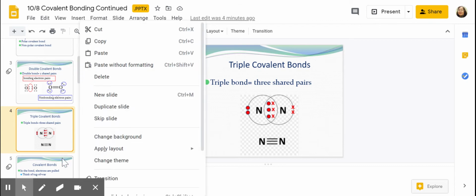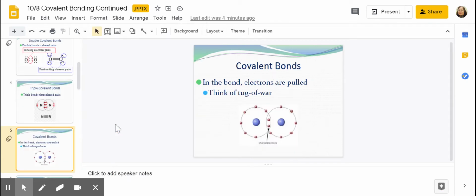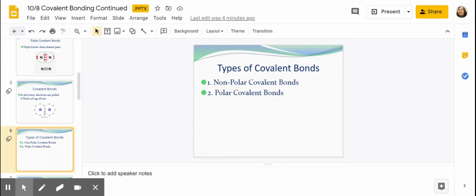Okay, so the next thing for covalent bonds is that in the bond, electrons are shared. Also, it's like a tug of war. It's like this one wants this pair, this one also wants this pair. So when they share, it can be polar or non-polar. Let's have a look. Okay, there are 2 types of covalent bonds. One is called non-polar, the other one called polar. Let's have a look at what's the difference.